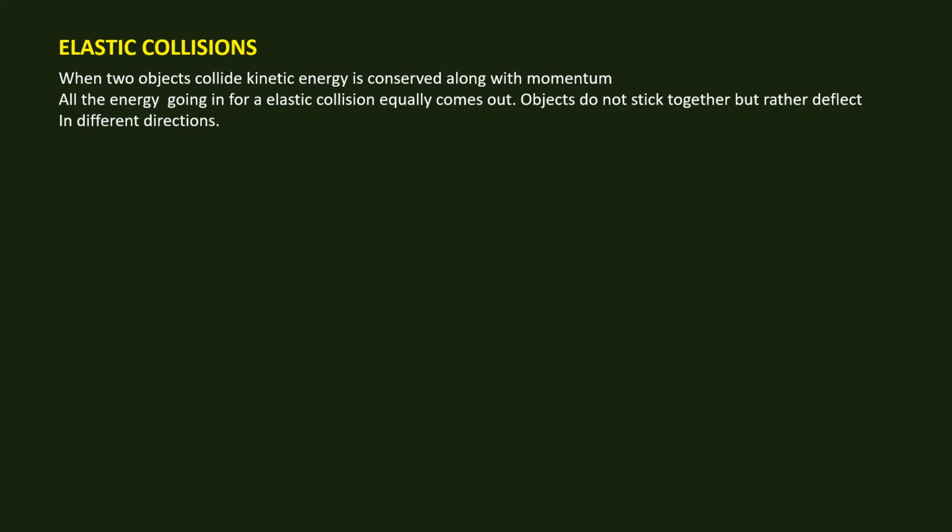Now let's move on to elastic collisions. Elastic collisions are similar to inelastic collisions, but there is one difference. When these objects collide, kinetic energy is conserved. Momentum is also conserved. Now, momentum was also conserved in the last example, inelastic collisions, but kinetic energy was not conserved. In an elastic collision, kinetic energy is conserved. All the energy going in for an elastic collision equally comes out.